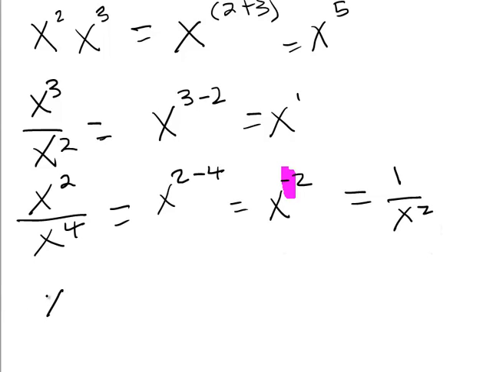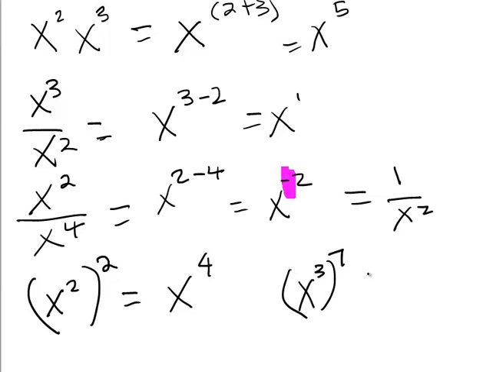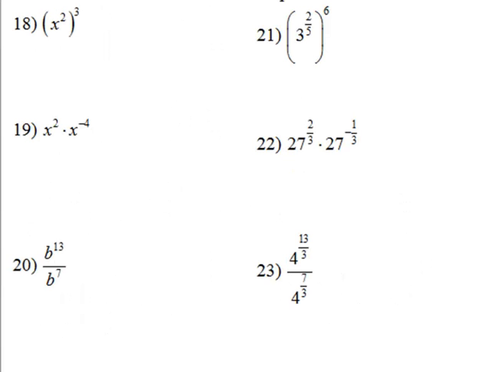Finally, if you have x to the 2nd in parentheses and there's another power out here, because the parentheses is in between, you're going to multiply. So that will be x to the 4th, because it's 2 times 2. Over here I would have x to the 3rd to the 7th power. 3 times 7 is 21, so I'd have x to the 21st. Let's take a look at some other problems here.